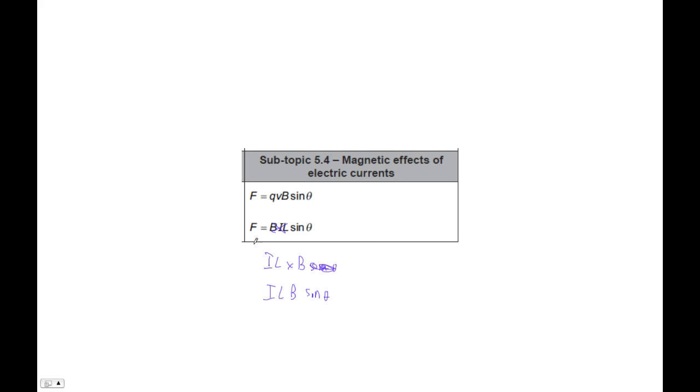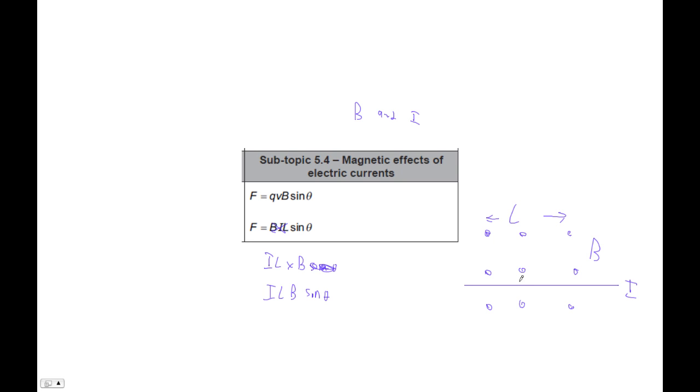Anyway, this formula is for a magnetic field. So if you have, say, a magnetic field like this, and you have a wire that's in the magnetic field for some length L. The L is the overlap of the wire and the field. The force will be the magnetic field times the current that's flowing in the wire times that length times the sine of the angle between the magnetic field B and I.